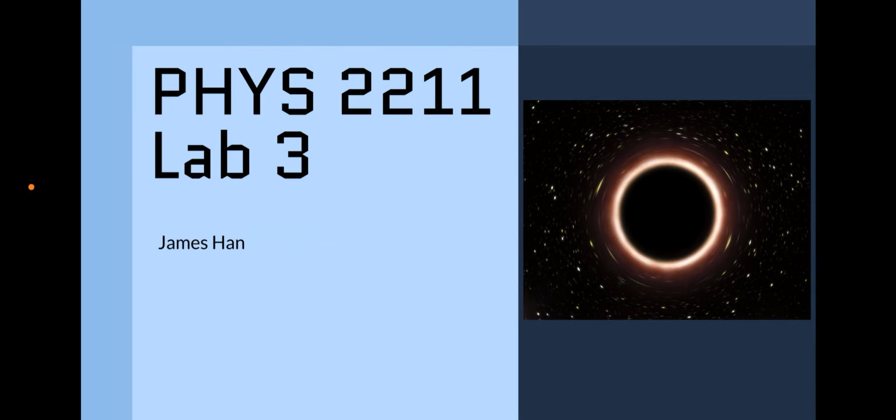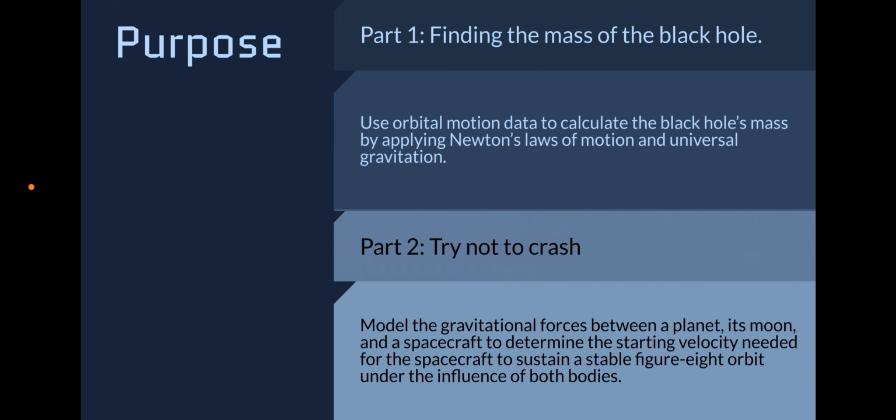In this presentation, I'll be walking through my Physics 2211 Lab 3 project, which focuses on modeling gravitational motion and determining the mass of a black hole using Newton's law. The lab had two main goals. Part 1 was about finding the mass of the black hole by analyzing orbital motion data. Part 2 was about simulating a spacecraft's motion under the gravitational forces from both the planet and its moon, basically trying to find the right starting velocity for a stable figure 8 orbit.